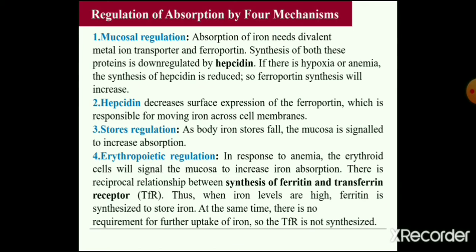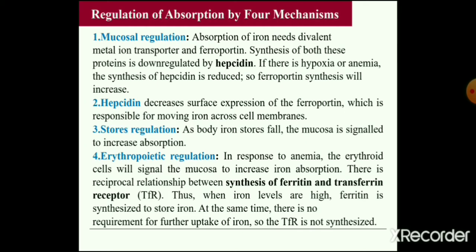As the body stores fall, that is, iron content is falling, the mucosa is signaled to increase absorption. Similarly, there is erythropoietic regulation also. In response to anemia, erythropoiesis, meaning the production of RBC, the erythroid cells will signal the mucosa to increase iron absorption. So when there is anemia, the mucosal cells are signaled to increase the absorption.